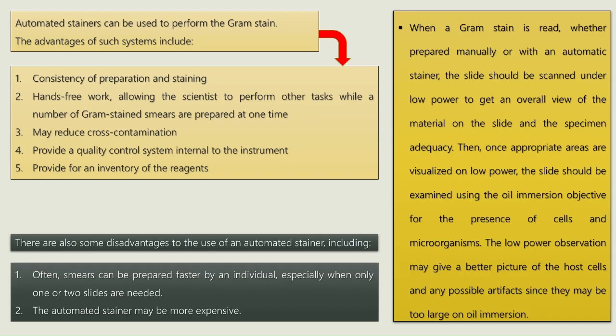When a gram stain is read, whether prepared manually or with an automatic stainer, the slide should be scanned under low power to get an overall view of the material on the slide and the specimen adequacy. Then, once appropriate areas are visualized on low power, the slide should be examined using the oil immersion objective for the presence of cells and microorganisms. The low-power observation may give a better picture of the host cells and any possible artifacts since they may be too large on oil immersion.